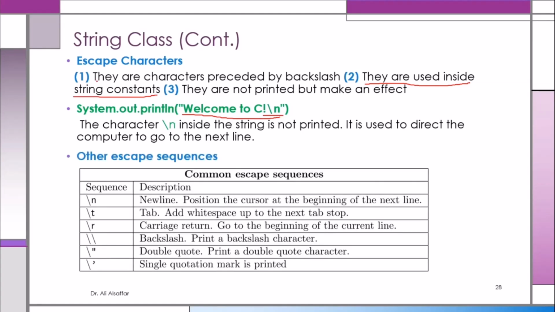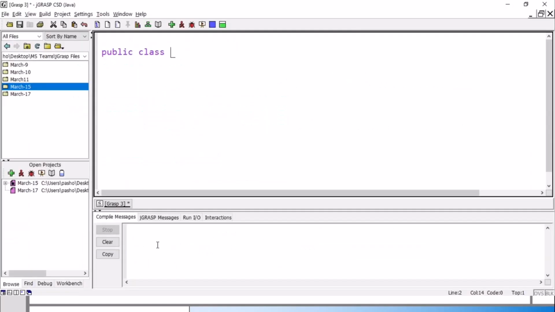There are other backslash characters called escape characters. We have backslash n for a new line, backslash t for tab, backslash r for return. This will take you to the beginning of the current line. It will not go to the next line, but it will take you to the beginning. And double backslash will print a backslash, backslash double quotation will print a double quotation, and backslash single quote will print a single quote.